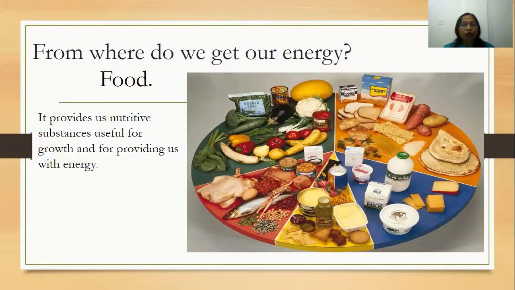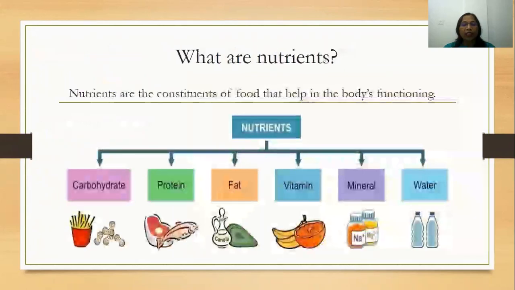Now which type of food should we take, or what does food provide us? In food, different types of nutrients are present. Different nutrients are present in different foods. That's why we eat different types of food. These nutritive substances, or nutrients, we get from food. Why are nutrients important? Because nutrients help our growth and provide us energy. Next question: what are nutrients? Nutrients are the constituents of food that help in body functioning.